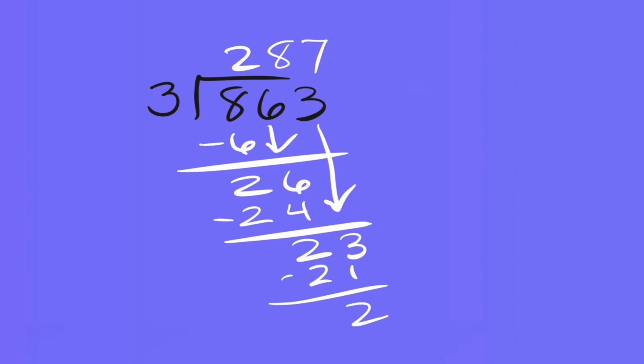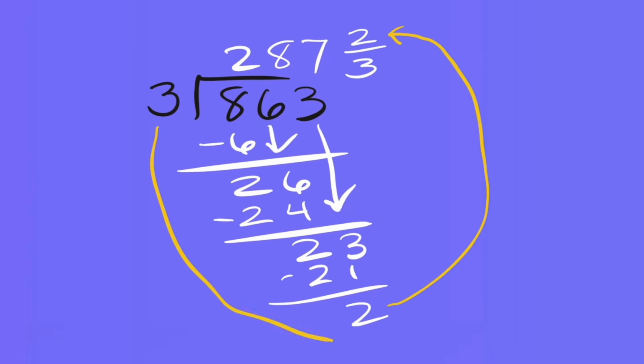It's correct, but I love using the fraction and turning this into a mixed number because it's 287 and then it's 2 remaining. Down here, that's where you get the 2 from, out of 3. So it's 287 and 2/3. 863 divided by 3 is 287 and 2/3.